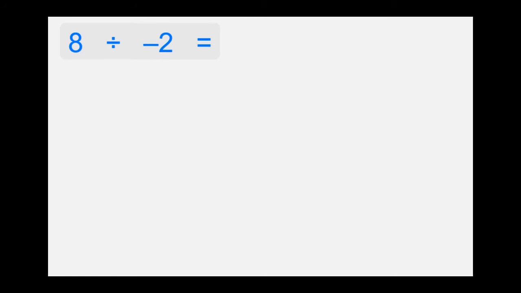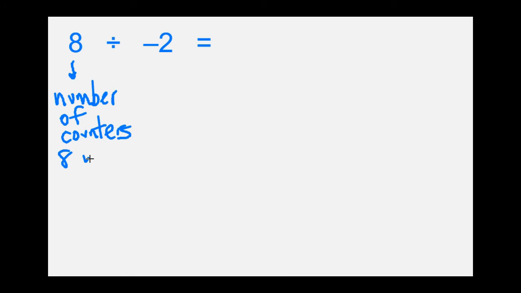So now let's go ahead and take a look at 8 divided by -2. So what this is going to tell us here is 8 is going to tell us that that is the number of counters. So we're going to throw down 8 yellow counters. And this -2 is telling us 2 different things here. So let's switch colors here. We use some orange. So the 2 is telling us we need to make 2 groups.